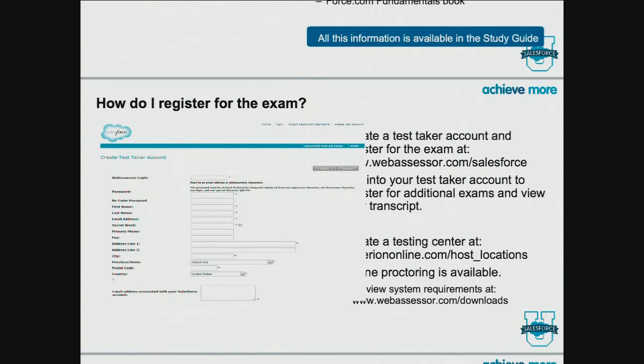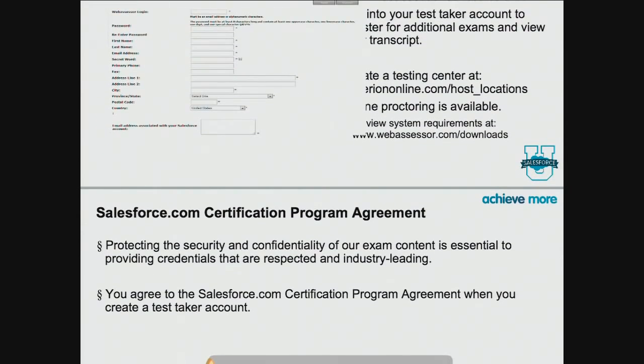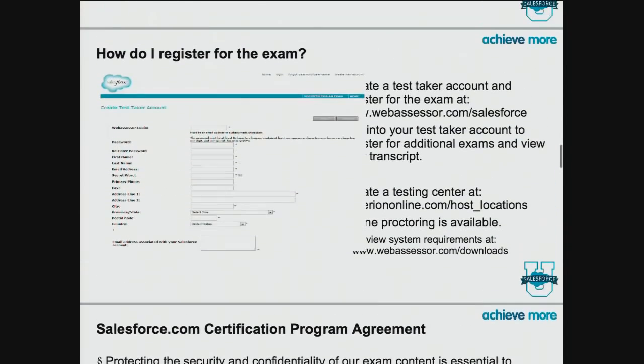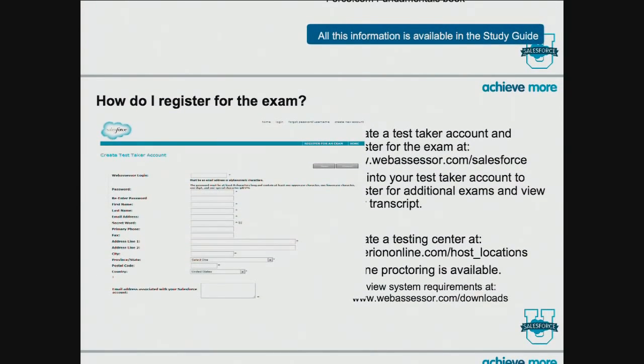Now, if you've traveled, how many of you have traveled in from out of town? Okay, so if you're in some place where there's no close test-taking location, there is an online proctoring option. We call it OLP. So you can register to have somebody proctor you online, and you can get information from that, again, at the WebAssessor.